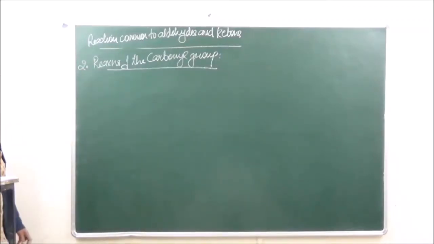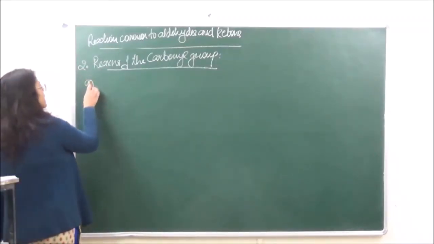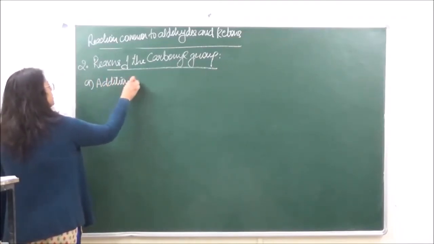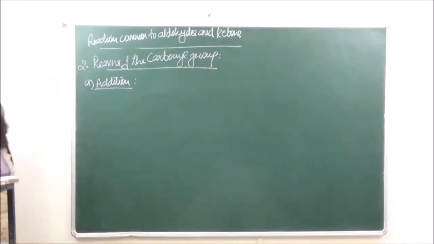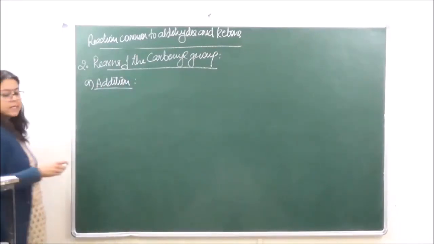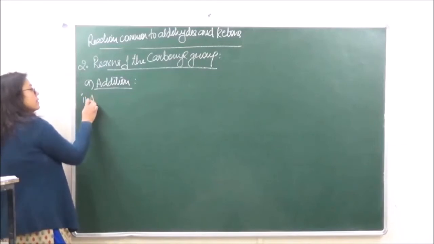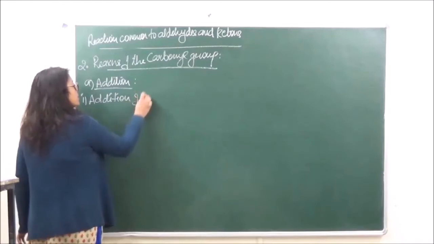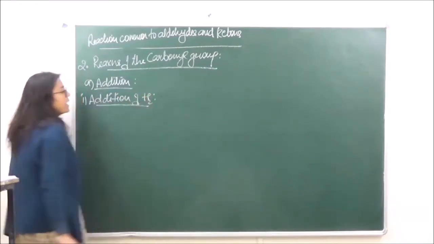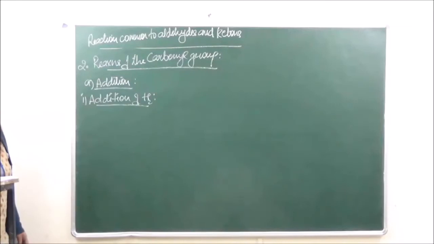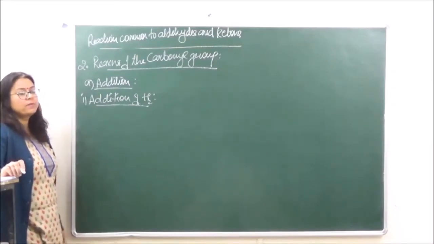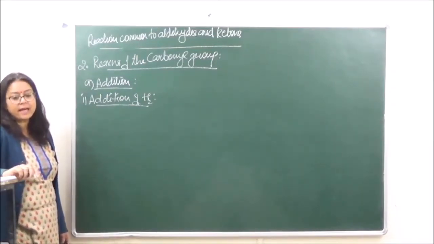Reactions of the carbonyl group. The first reactions which we are doing over here are addition reactions. So let's do number one, addition of hydrogen or reduction reactions. Whenever we are adding hydrogen, they are known as reduction reactions. In this case, aldehydes are going to be reduced to alcohols, and ketones will be reduced to secondary alcohols.